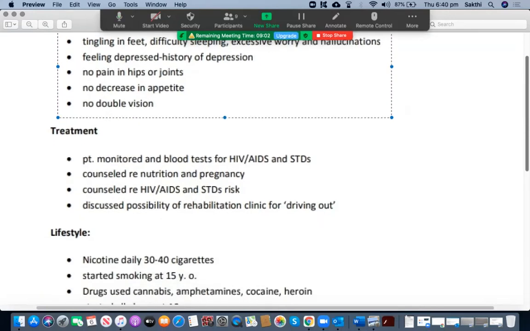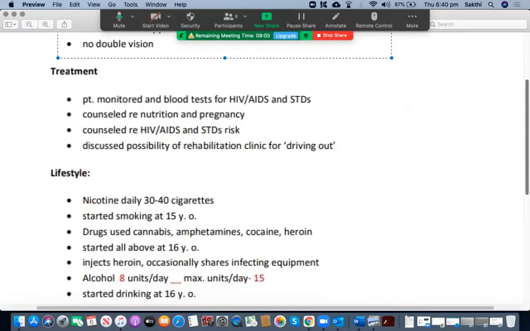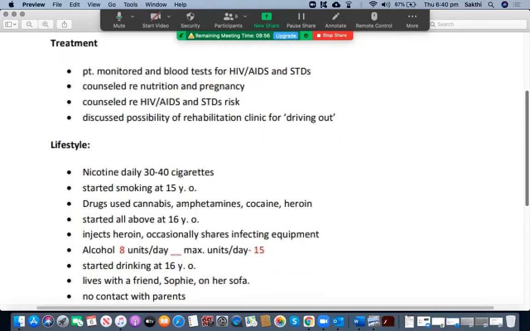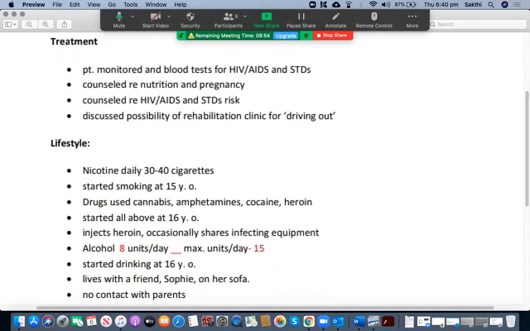Patient monitored and blood tests for HIV, AIDS, and STDs. That's good. Consulted regarding nutrition, pregnancy. All right. Instead of writing down nutrition, you could have used diet. You should have used at least some synonyms. Consult, okay. She received guidance or advice, something like that. All right.